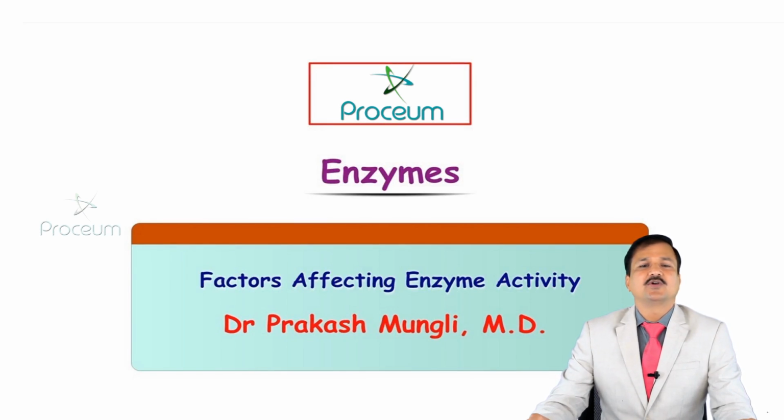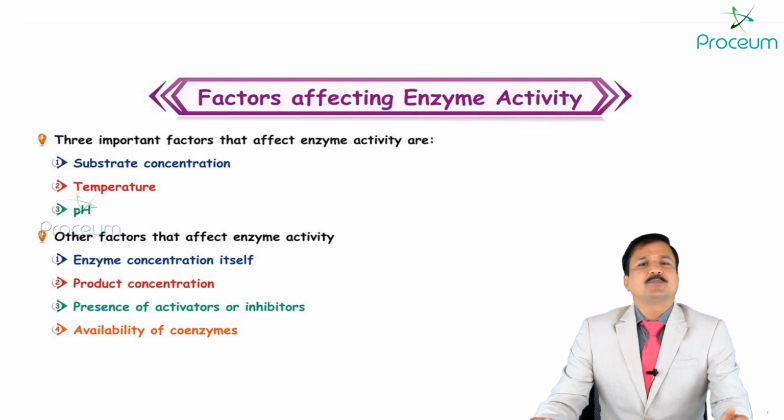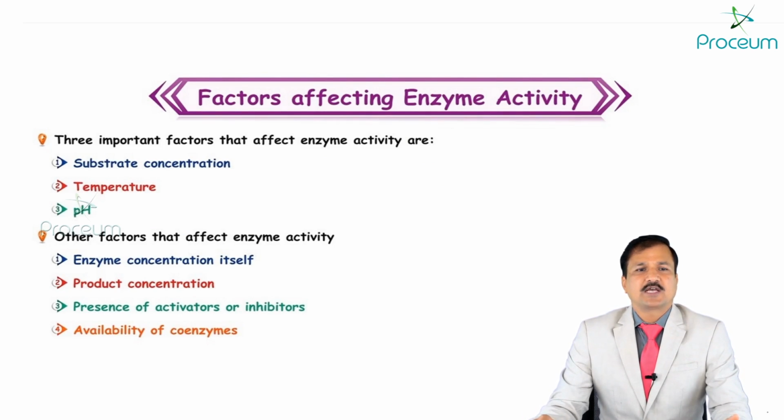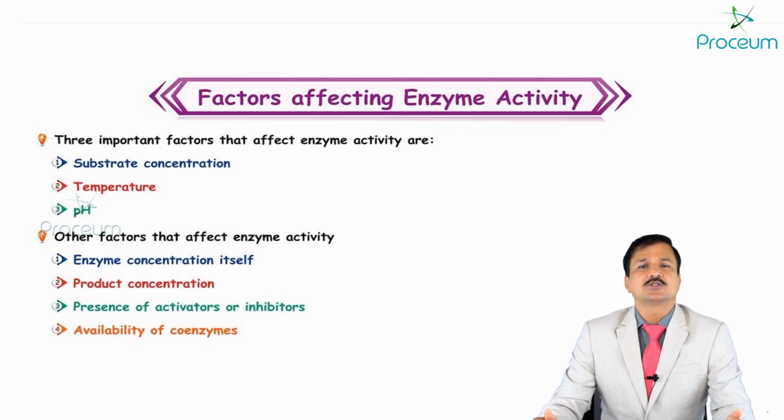So in this video, I will be explaining you all the factors that affect enzyme activity. There are three important factors that can affect enzyme activity. One is substrate concentration, other is temperature, and the third is pH. Now there are some other factors that can also affect enzyme activity, and that is enzyme concentration itself, product concentration, presence of inhibitors or activators of enzyme, and also availability of coenzymes.